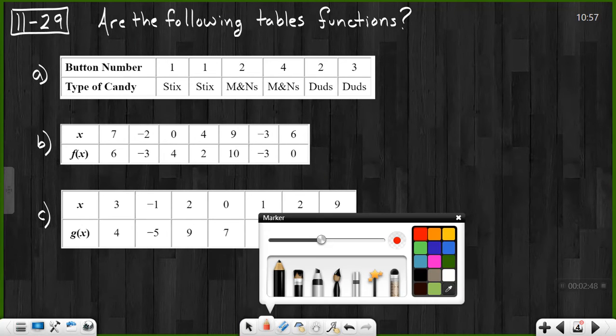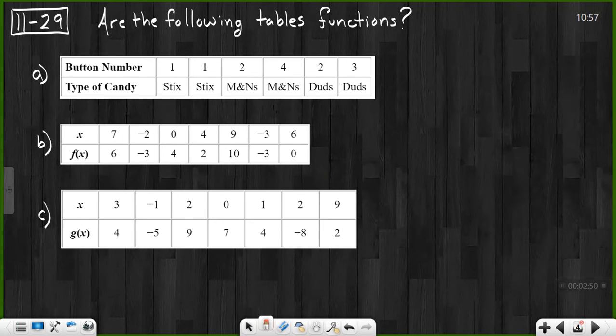Let's take a look here as we look at our functions. In this case, we've got ourselves a table with our button number. If I press 1, I get sticks. If I press 1 again, I get sticks again. It's functioning. Every time I press 1, I get sticks. I pressed 2, I got M&Ms, still functioning. I pressed 4, I got M&Ms. That's okay. 2 can get me M&Ms and 4 can get me M&Ms.